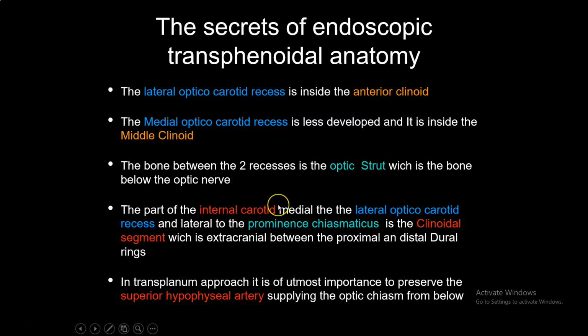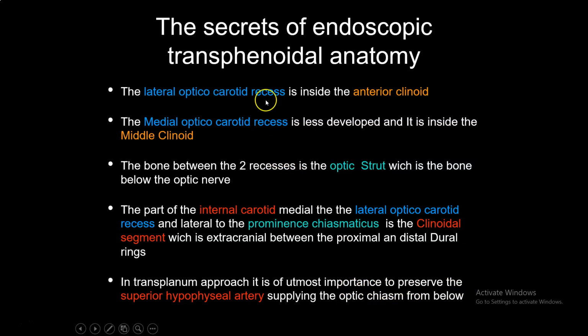The part of the internal carotid artery medial to the lateral opticocarotid recess and lateral to the prominence chiasmaticus, as we said, is the clinoidal carotid artery, which is extracranial between the proximal and distal dural rings. Extracranial, yes, if you remember the carotid, don't worry, we are going to re-explain it now. So the clinoidal carotid is extradural. And in transplanum approach, it is of utmost importance to preserve the superior hypophyseal artery supplying the optic chiasm from below. So another secret, very important.